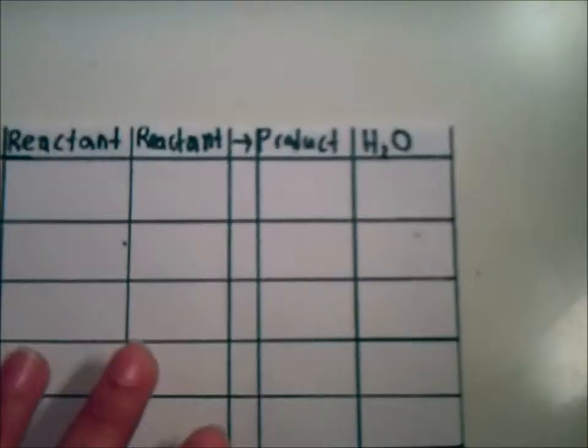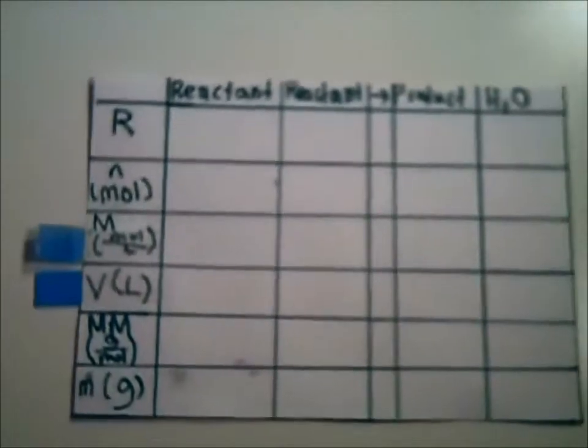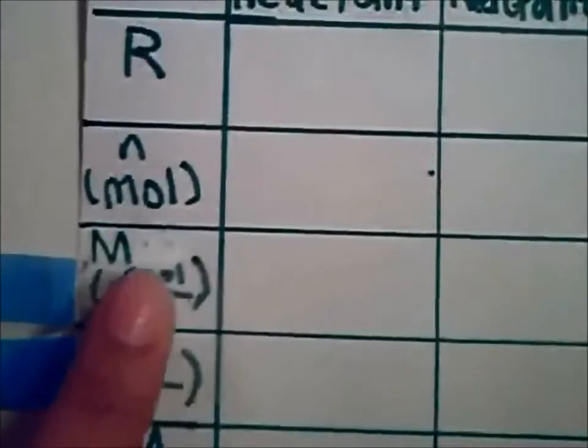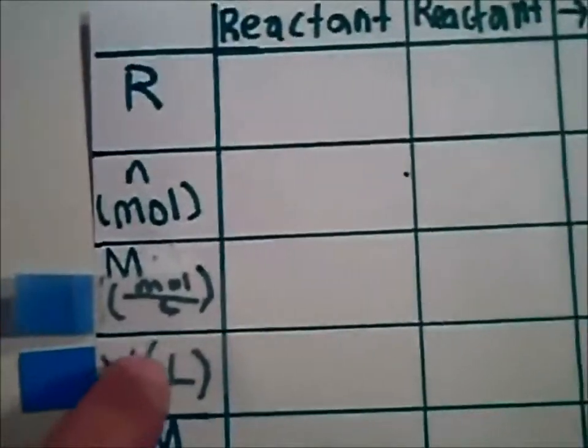The solutions stoichiometry chart and the acid and base stoichiometry chart are similar to the regular stoichiometry chart. The only thing that's different is that you add the molarity, which is moles per liter, and the volume, which is in liters.